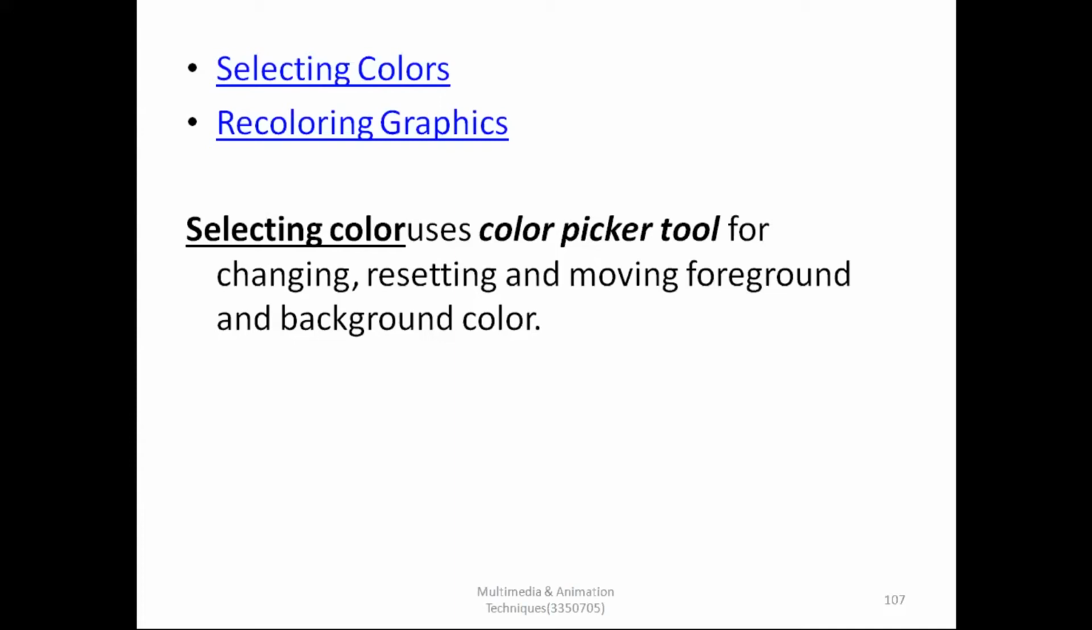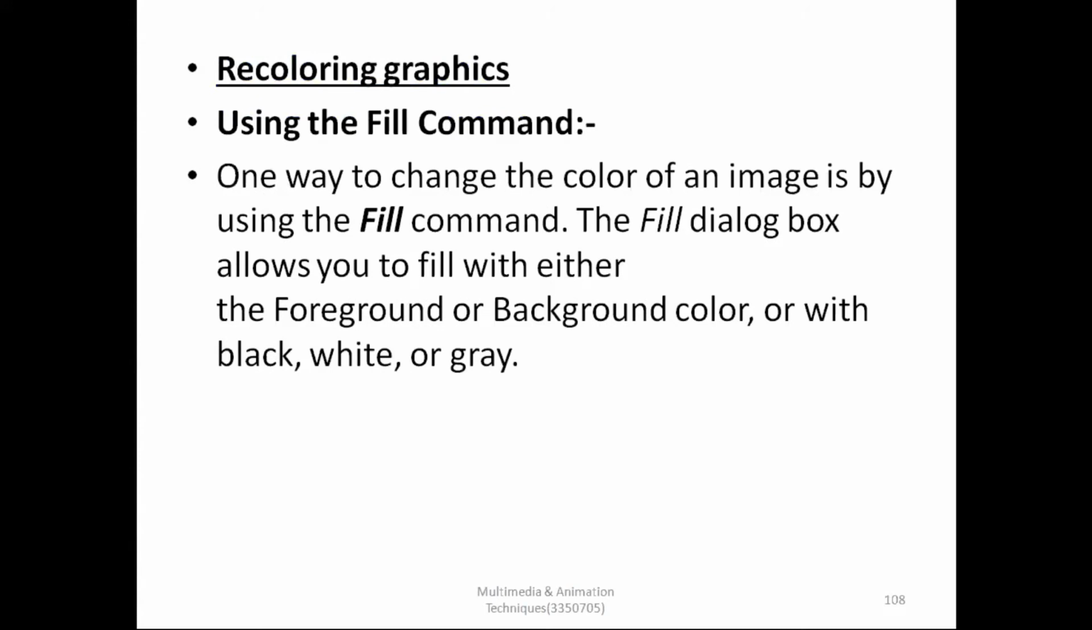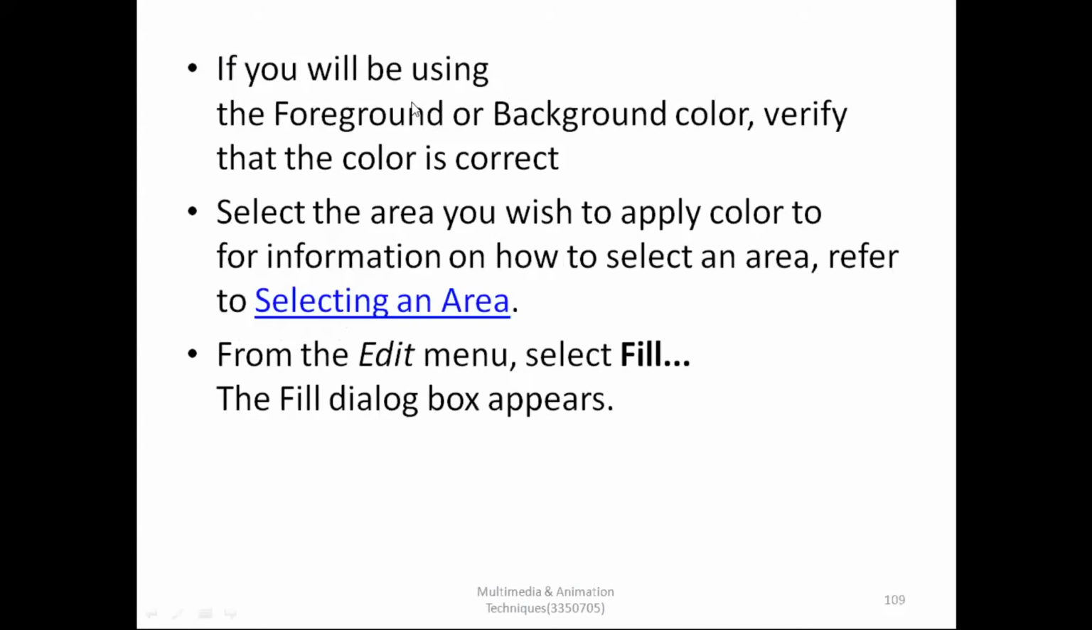Means how you can select the color. Selecting color uses color picker tool for changing, resetting or moving foreground and background color. We can also use the paint bucket tool. How to recolor the graphics? Use the fill command. One way to change the color of an image is by using the fill command. The fill dialog box allows you to fill with either the foreground color or background color, or with black, white or gray, or we can say we can fill pattern also. Okay. If you will be using the foreground color or background color, verify that the color is correct. Okay. You must first see that color you have selected the correct color.